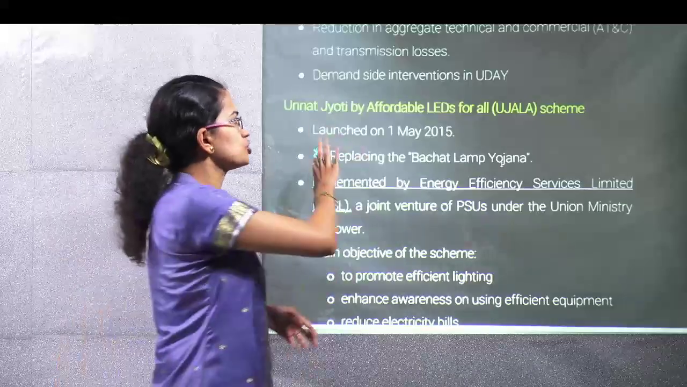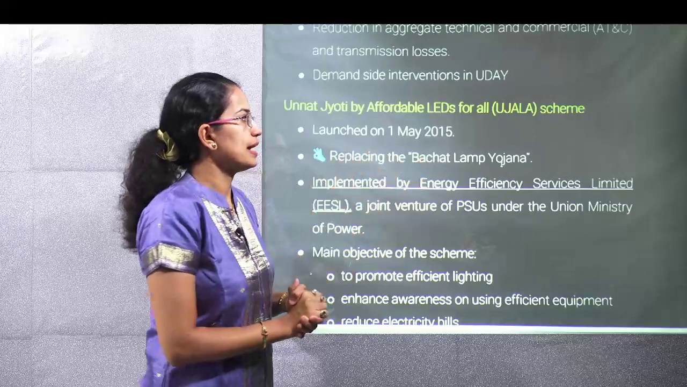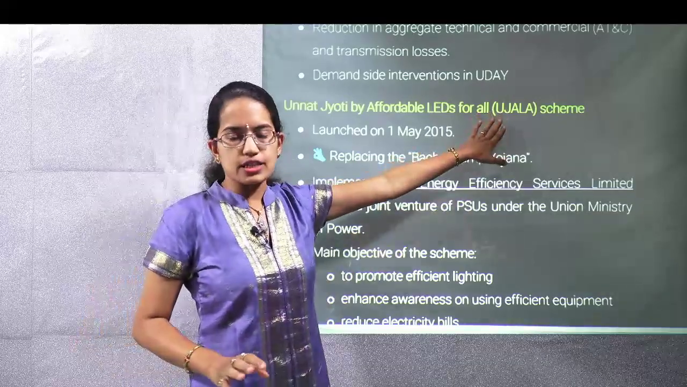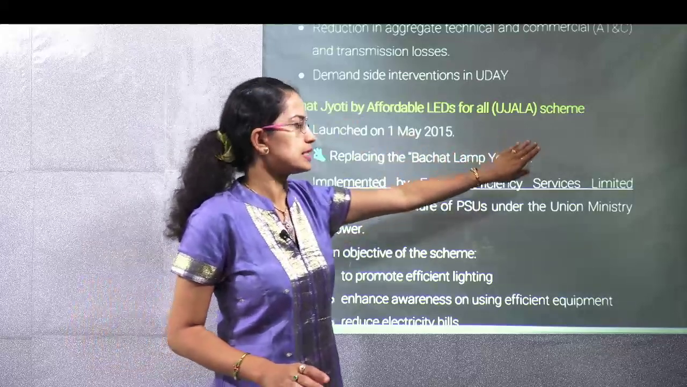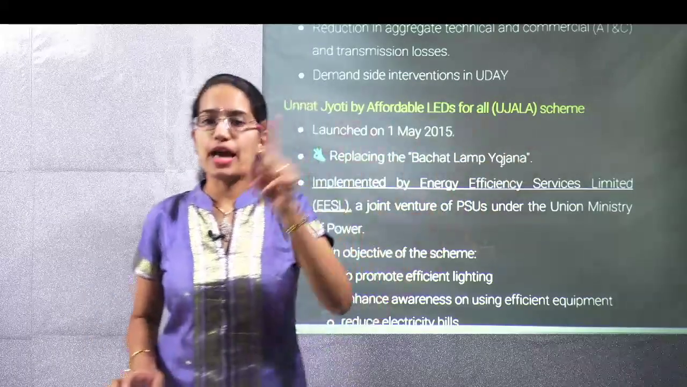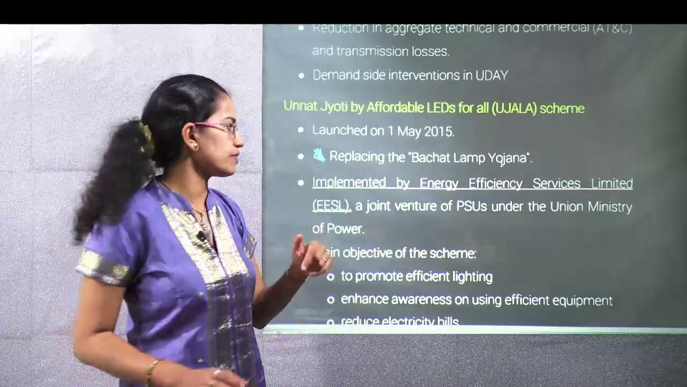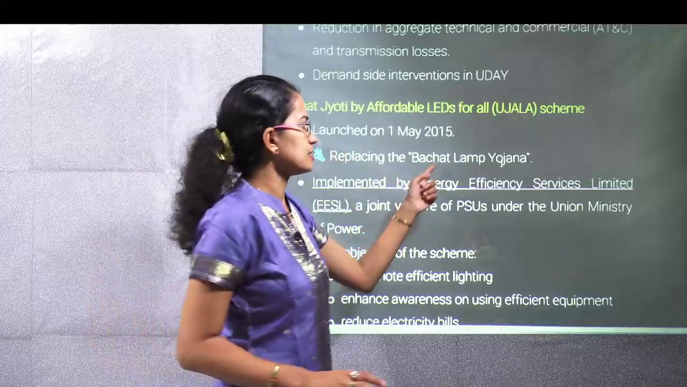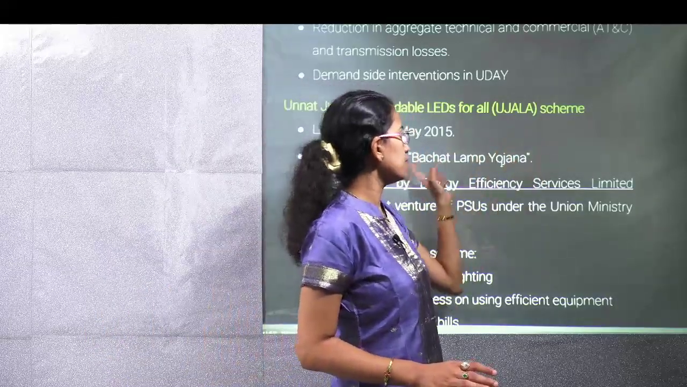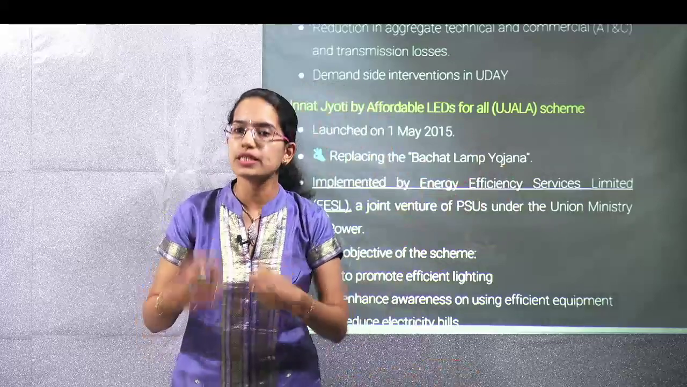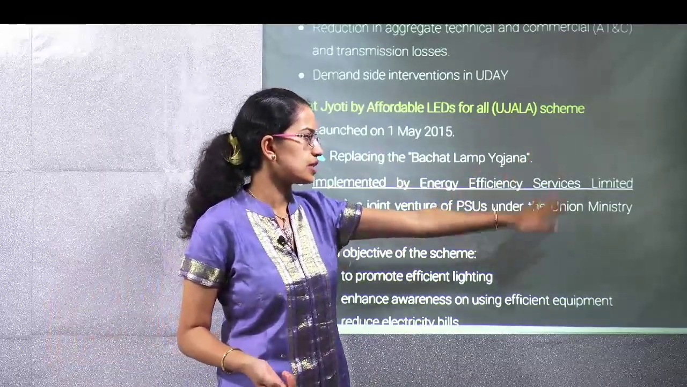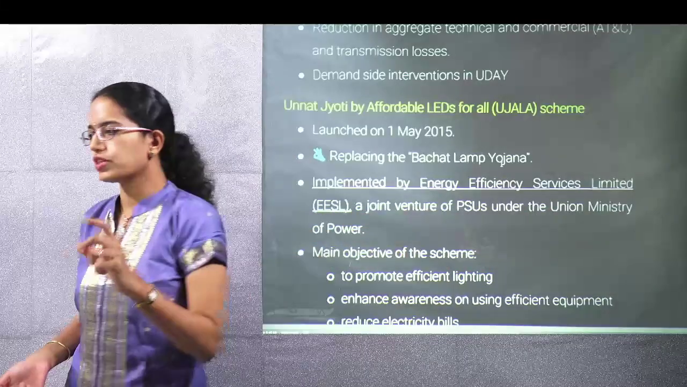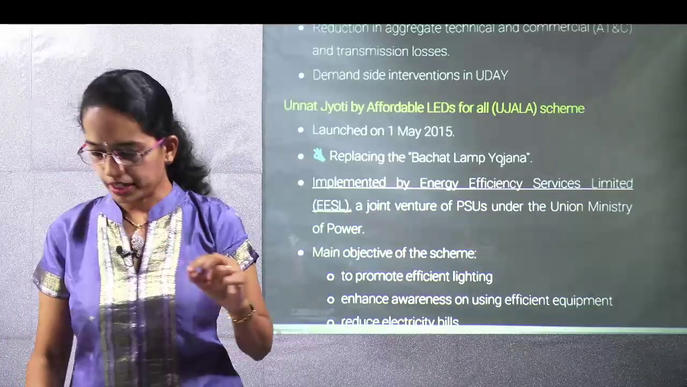The next is Unnat Jyoti by Affordable LED for All, that's the Ujala scheme. Now this Ujala scheme has been replacing the Bachat Lamp Yojana. Which scheme has been replaced is again very, very important. The scheme that has been replaced is the Bachat Lamp Yojana, and under whom has this been implemented? It's by the Energy Efficiency Services Limited. Those kinds of questions become very, very important.